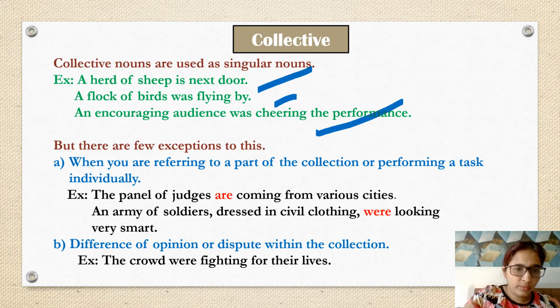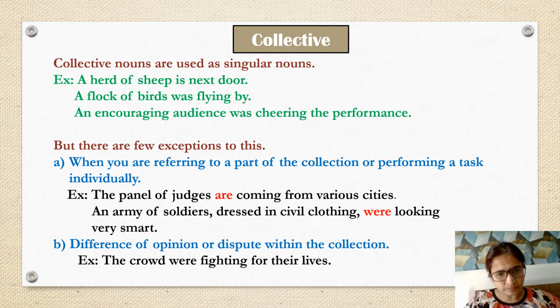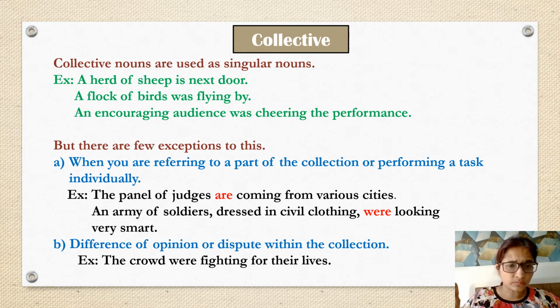Okay, so what you can see here is that you have a herd, a flock, an encouraging audience. All of these are representing that although we are referring to a collection, it is still in a singular form. So whenever you refer to the collective noun, you are basically going to use the singular form. But again, in this case, there are exceptions. Let's go ahead and see what those exceptions are.